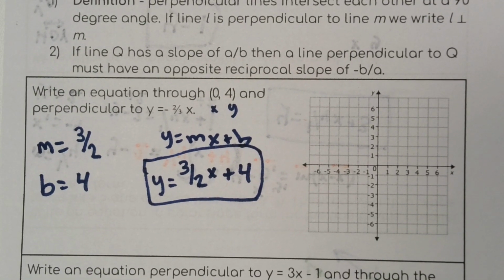Perfection. So now let's graph these and make sure that they're perpendicular. They should cross at a 90-degree angle. Matt, what are you doing?